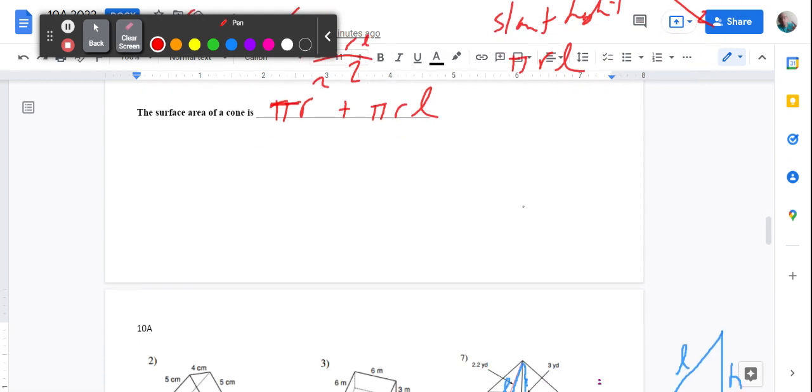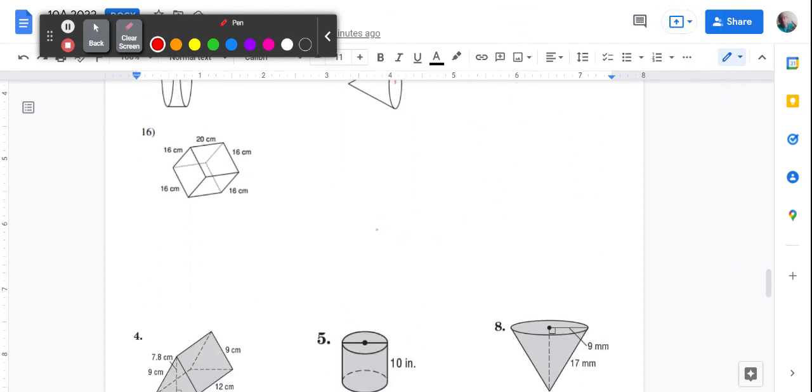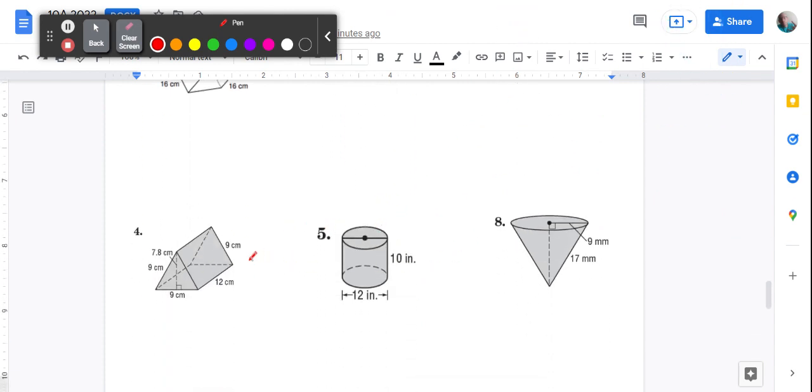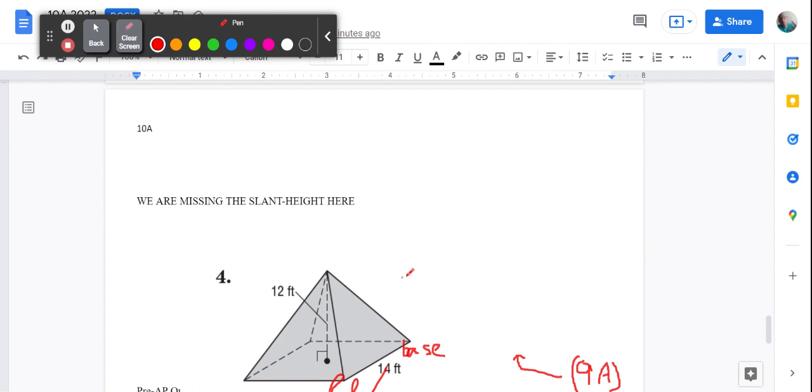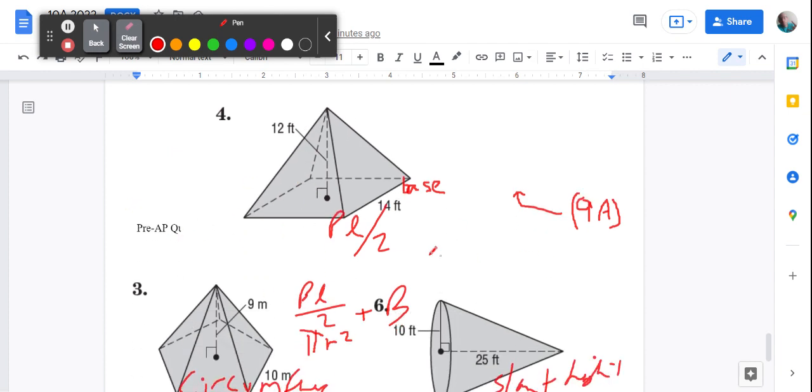So you have the rest. You have about 9 practice problems on the next page, and then some more problems after that. We're missing the slant height here, and then we have some pre-AP questions on the bottom. So you can get going on those, and we'll talk about those questions a little bit later. Thank you, and have a great day.